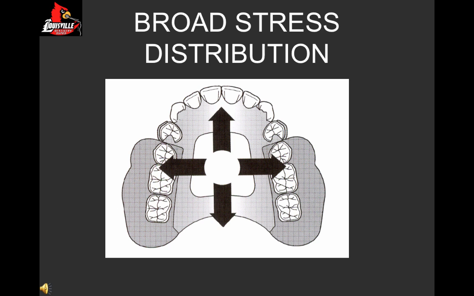This is an example of the use of broad stress distribution with a large major connector, additional rests, indirect retainers, and plating on those anterior teeth. That would be considered broad stress relief.